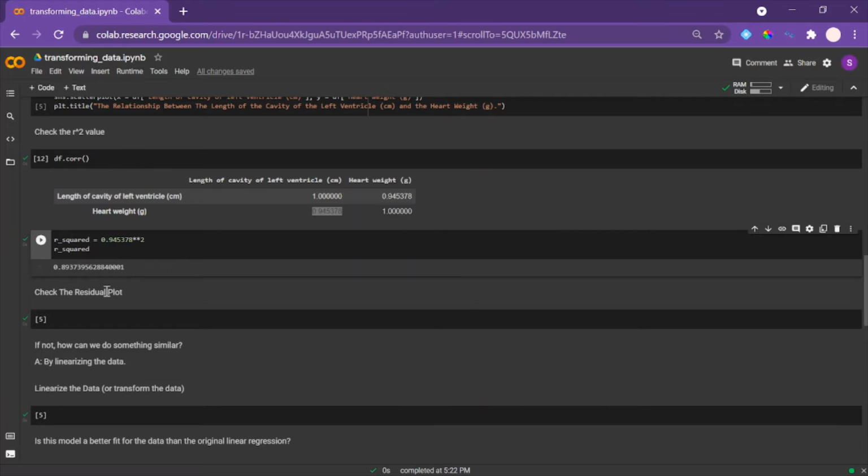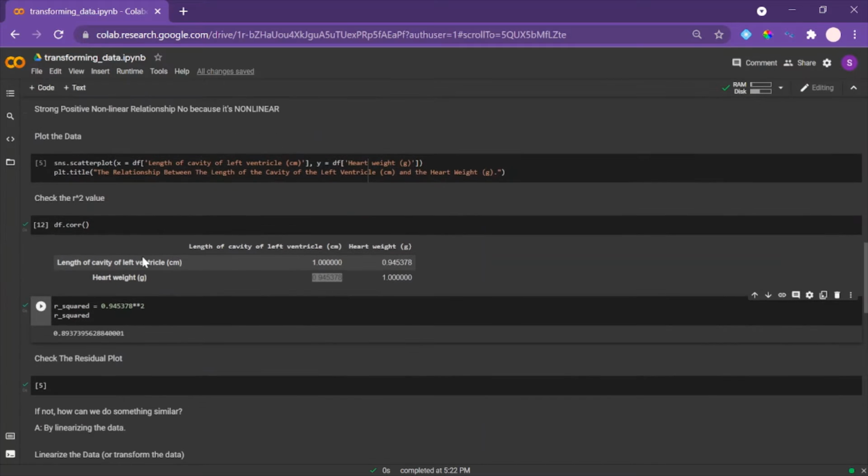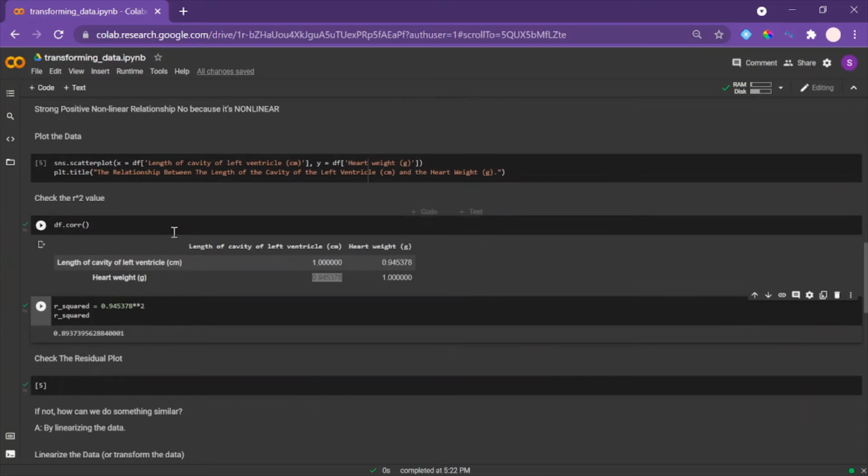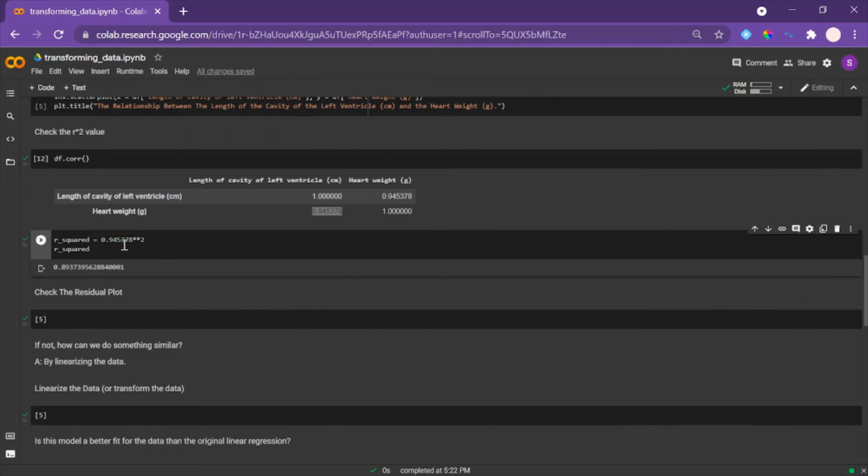So in other words, 89.37% variation in heart rate is explained by the least squares regression line with the length of cavity of left ventricle. Okay, so that's what the R squared means.